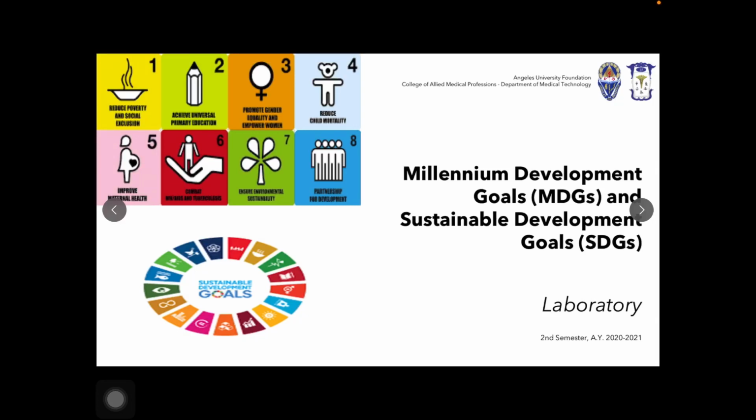Hello, freshmen. For the first module in the laboratory part of Community and Public Health, we will be discussing the Millennium and the Sustainable Development Goals. Perhaps some of you are not familiar with this, so let us first define what is a goal.